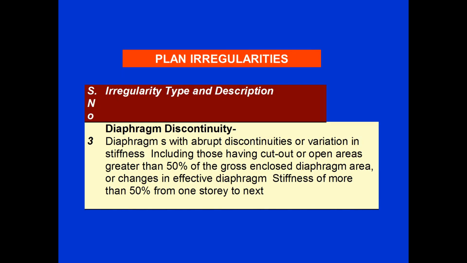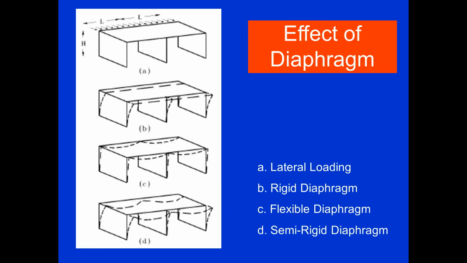So in diaphragm discontinuity we must ensure that there should be a minimum cutout or minimum opening in the slab. This is the best way to prevent plan irregularities in the structures. Next is the effect of diaphragm. There are the following effects: lateral loading, rigid diaphragm, flexible diaphragm, and semi-rigid diaphragm. These are the basic effects which take place on the diaphragm.